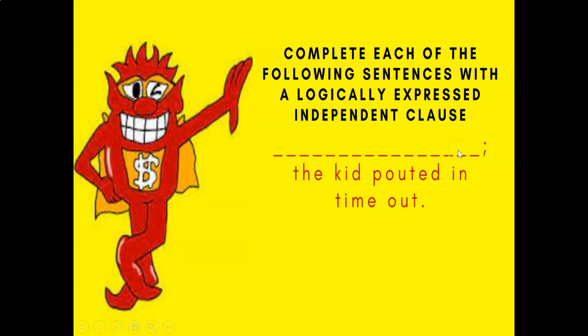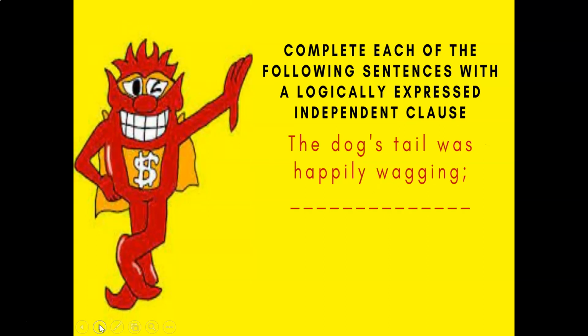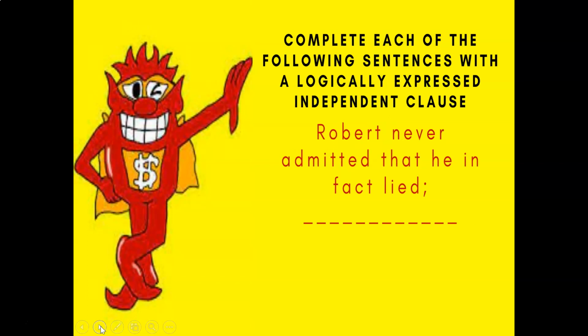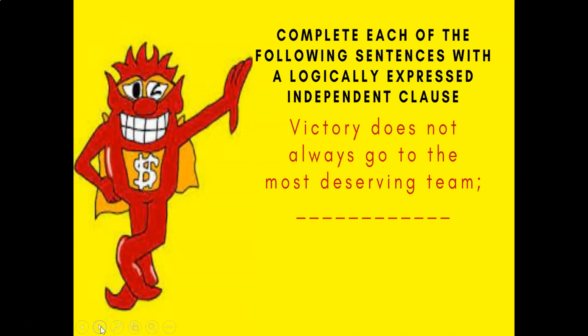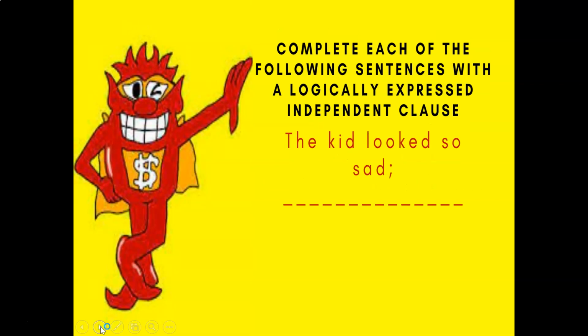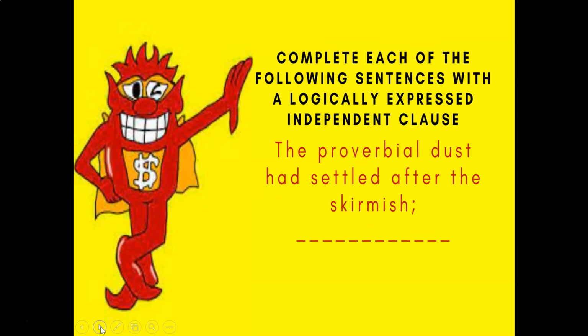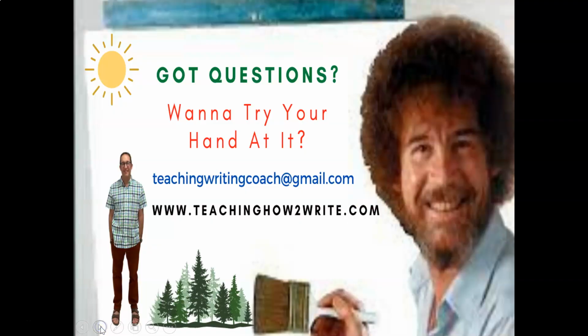So blank, blank, blank, blank, blank, semicolon, the kid pouted in timeout. So put an independent clause in front of that. So as a team, they can come up with that, and it really isolates the difference between a dependent and independent clause. The dog's tail was happily wagging. Semicolon, blank, blank, blank, blank, blank. So I got 10 of these as well. So really solidify for students how to use the semicolon, when to use the semicolon, when to use commas. So it's a fun, gamified version of learning dry, yeastless grammar, punctuation, syntax.